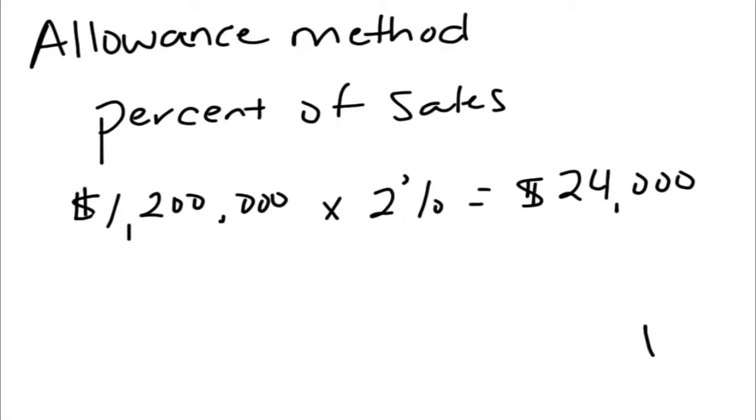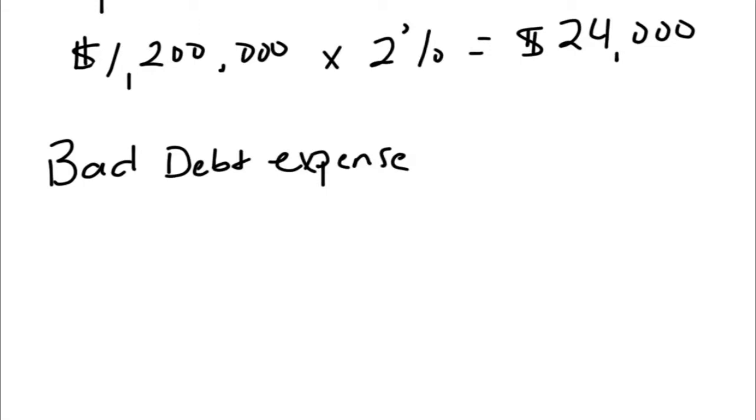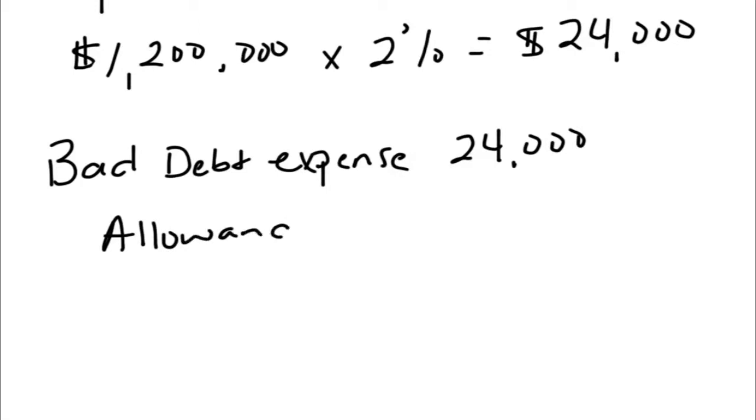So that's going to be the amount that I'm going to use when I make my adjusting entry, when I adjust the allowance account. So we've got bad debt expense. We're going to debit it for $24,000. And then we have our allowance account, allowance for doubtful accounts. Just going to write allowance to save space. We credit it for $24,000. Now we've adjusted that account for the year, again, based on percent of sales.